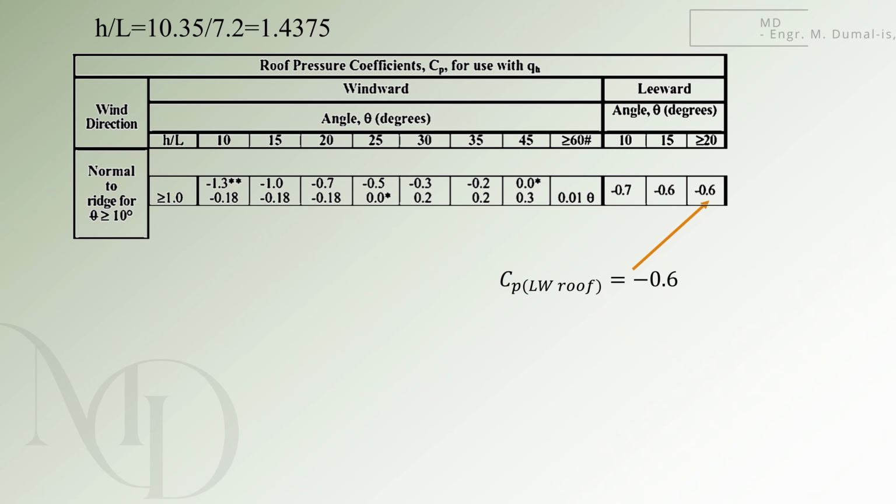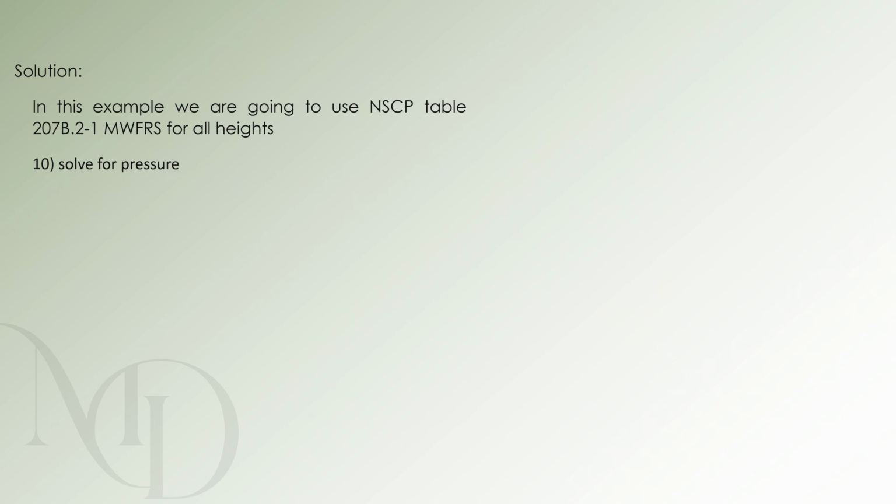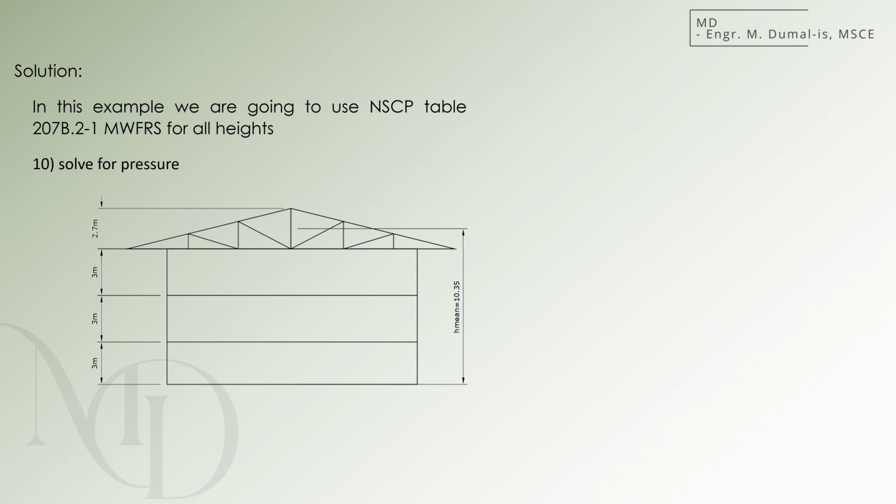For the leeward roof, the value of C sub P is negative 0.6 since the roof angle is greater than 20 degrees. We now solve for the velocity pressure Q sub Z. So here is the front view of the structure for reference.